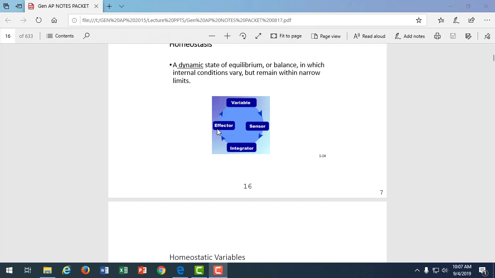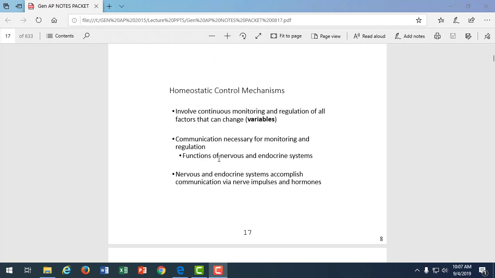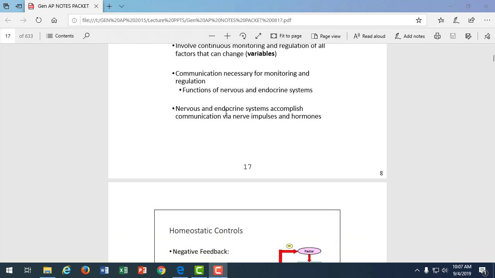So there's this constant loop, so it's continuous. We're constantly sampling with our sensors. The integrator is deciding if something needs to be done, and then the effector fixes it. So think of effector fixes. There's the F word in there. The sensor senses, and the integrator is the boss, deciding, do we need to fix this or not? So nervous and endocrine systems are the most common components of a feedback system.